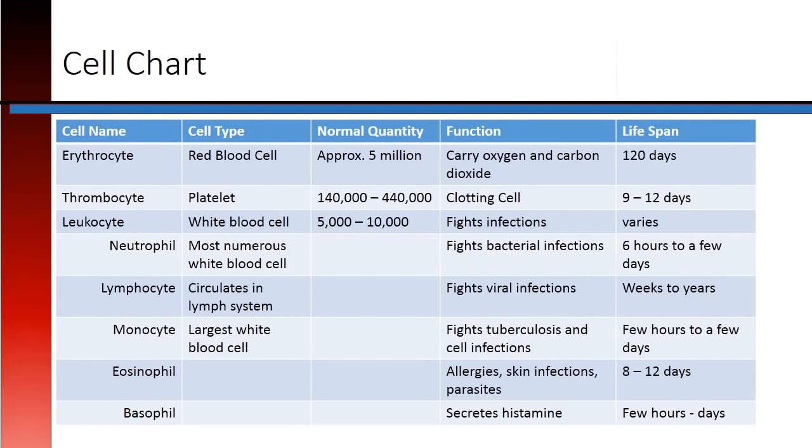This is a chart for easy reference describing the different types of cells, the normal quantity, the function, and the lifespan. You may print this off for easy reference.